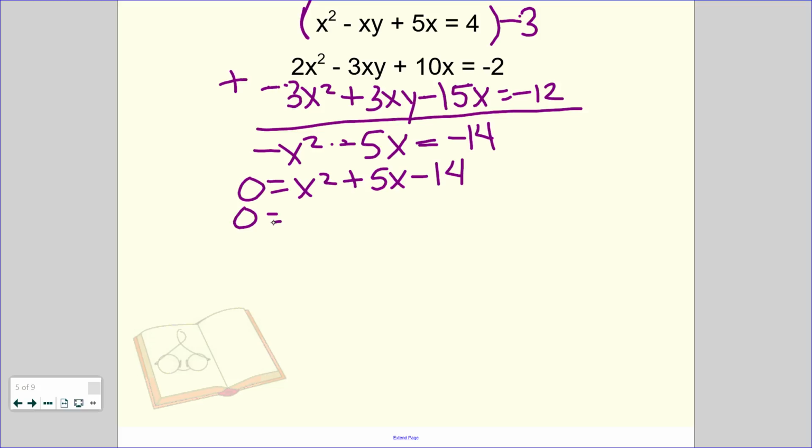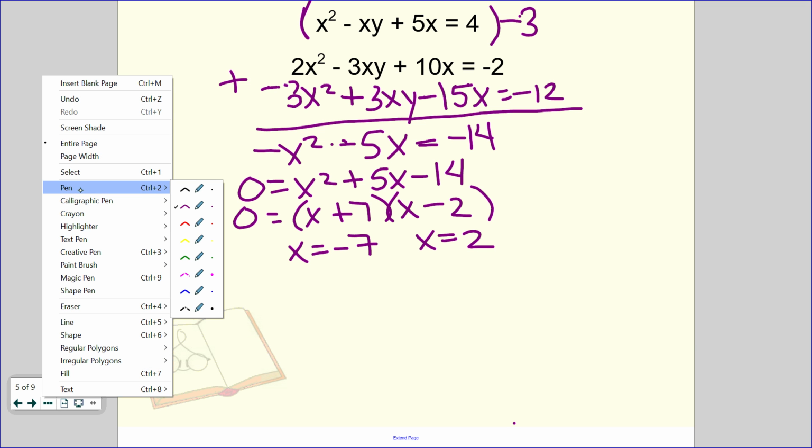Here I have a trinomial, so I'm going to factor it. I'm looking for two numbers that multiply to negative 14 and add to 5. Those numbers are positive 7 and negative 2. And if I set each of those equal to 0, I will get my x values of 7 and 2. From there, I'm going to plug those back into one of my original equations.